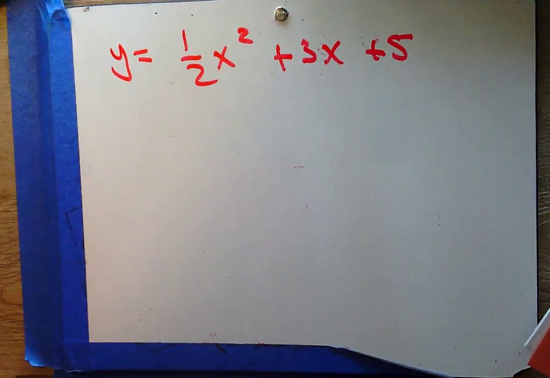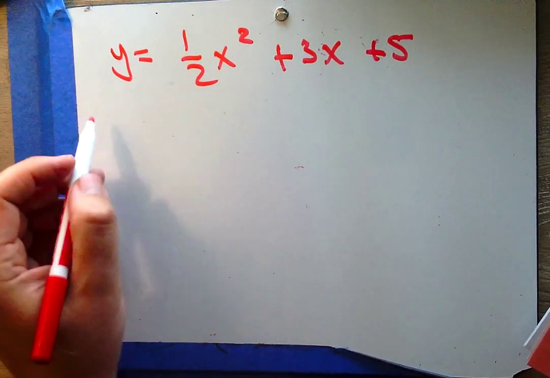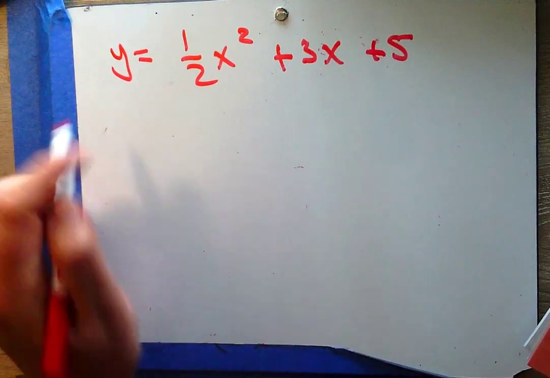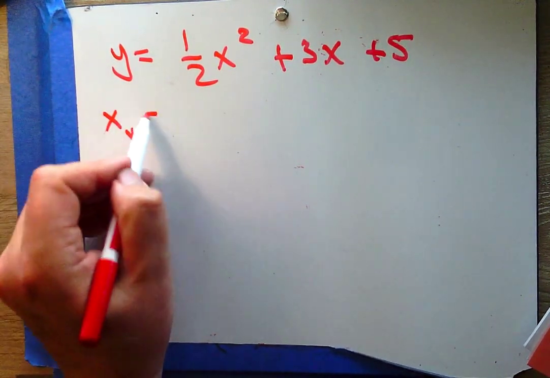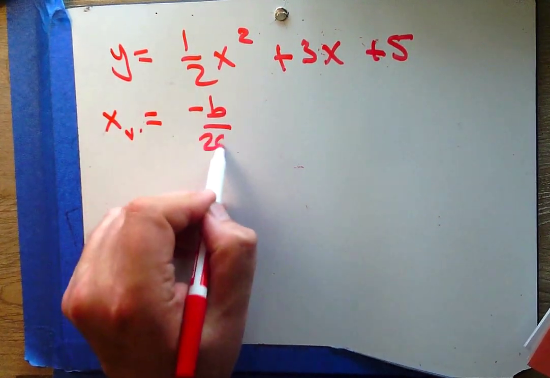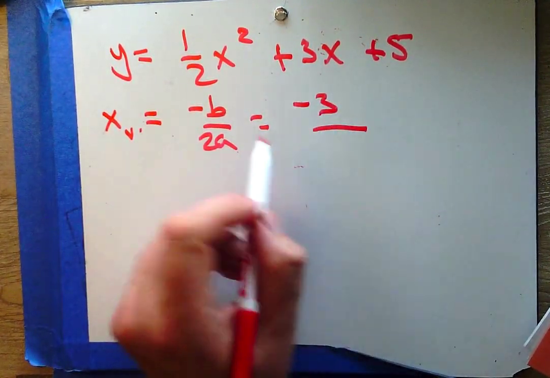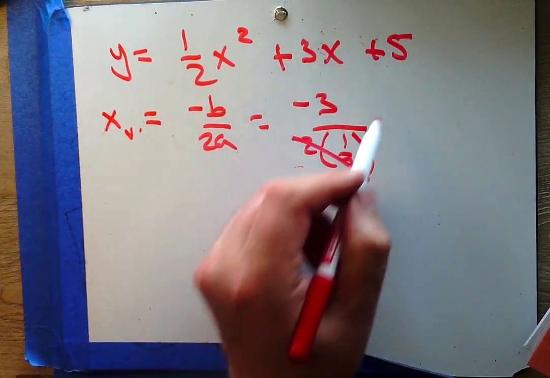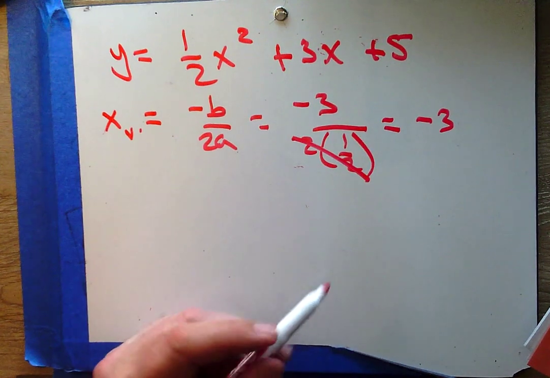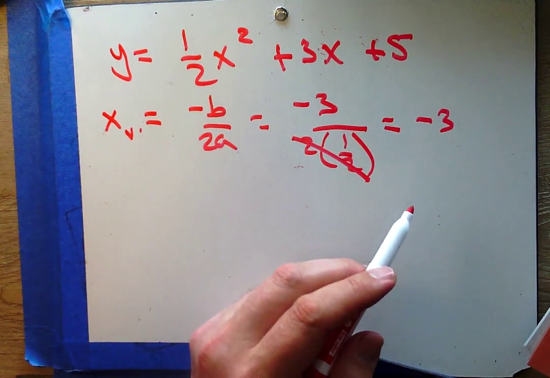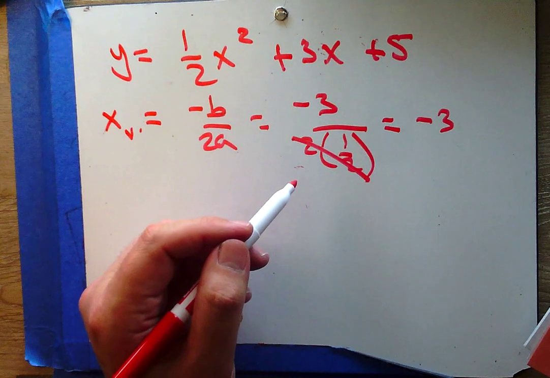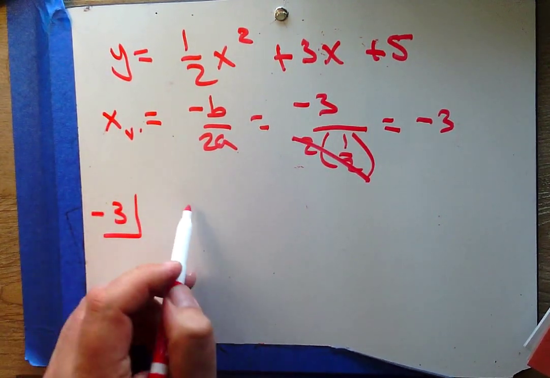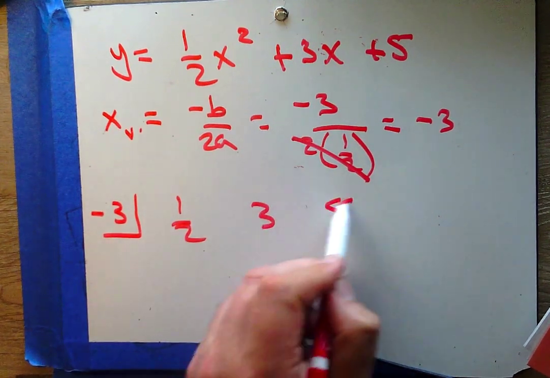So here's our general form, and I remember graphing from general form. I want to find the vertex, and I can find the x value of the vertex by doing minus b over 2a. So that will be minus 3 over 2 times 1 half. Okay, those cancel. I get minus 3. So minus 3 is the x-coordinate of the vertex, and I need the y-coordinate of the vertex as well. I think I'm going to use synthetic substitution for that. Negative 3, 1 half, 3, 5.